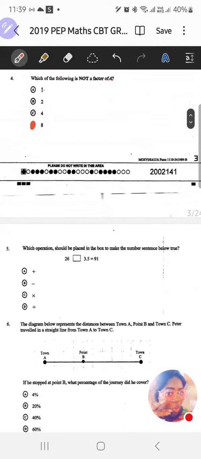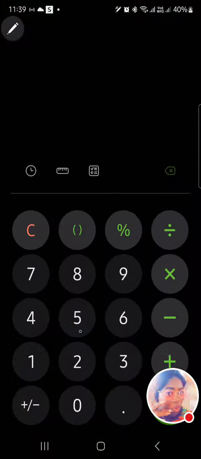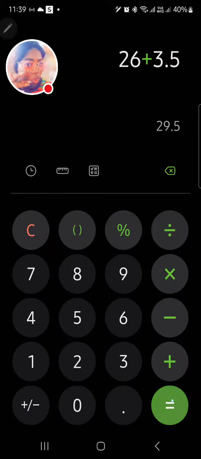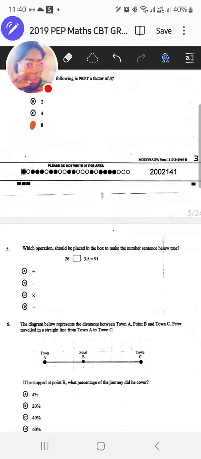Okay, let's move on to number 5. Number 5 says, which operation would be placed in the box to make the number sentence below true? All right, so the number sentence is 26 box 3.5 equals 91. 26 plus 3.5 would be, let's go ahead and check this out. 26 plus 3.5 would be equal to 29.5. So clearly that is not our answer. 26 minus 3.5 equals 91. We already know that the subtraction sign would not work because 91 is so much bigger than the number that we're subtracting from.